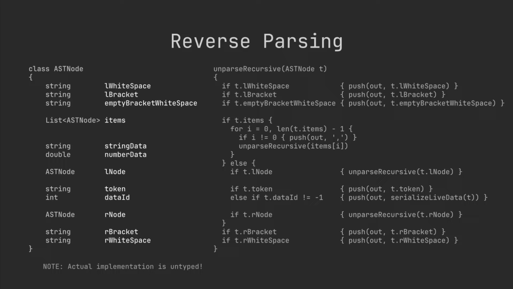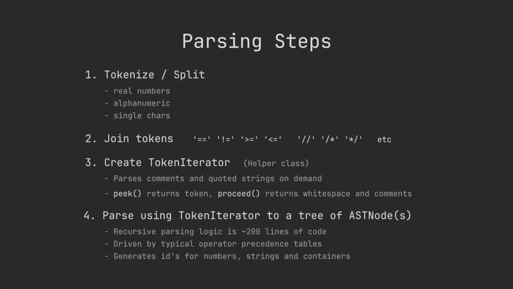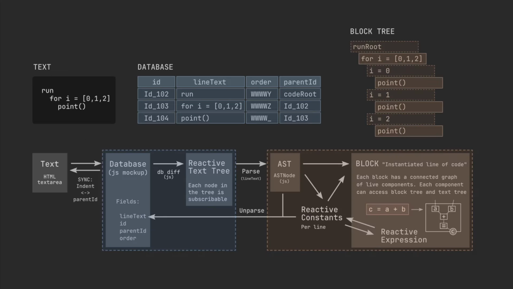Reverse parsing is basically just appending the strings recursively. Here's the callback where the live values are serialized. It's a bit simplified because there's also a callback here in the real code. I don't have much experience with language parsers, so I probably don't know what I'm doing, but I posted a video here for implementation details. That was the parsing part. That's how we get from the text here to the AST here.